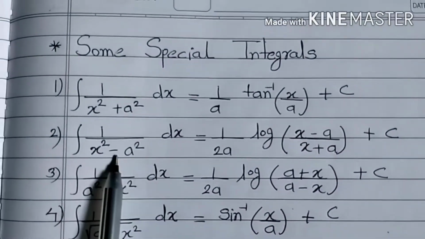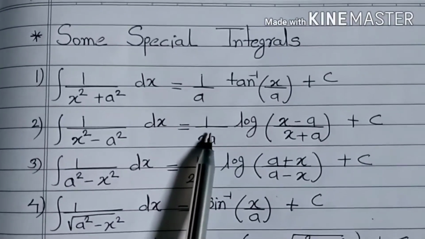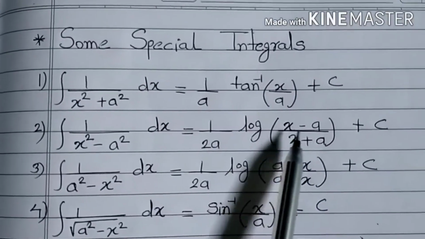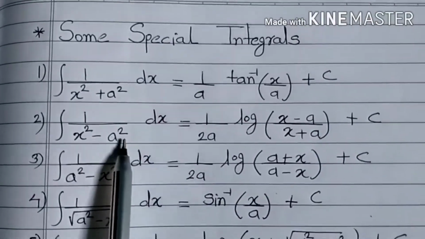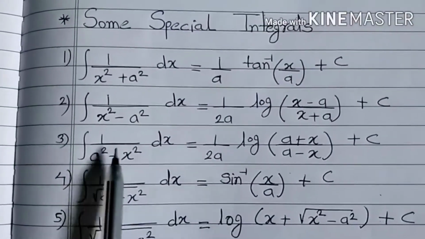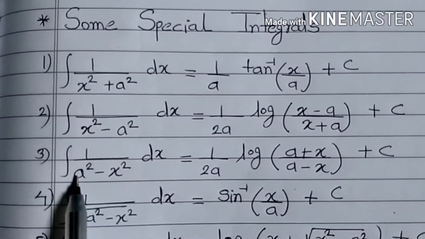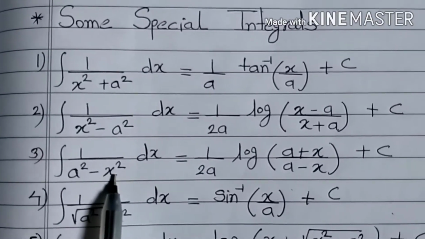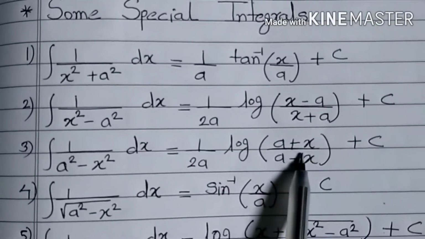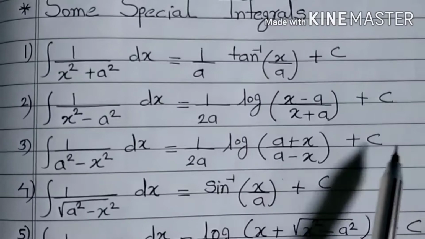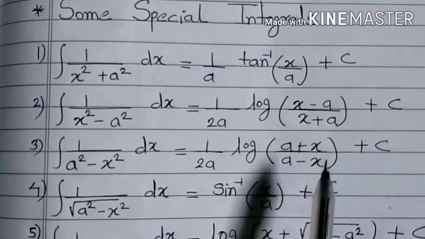Here the difference is only in sign. So here x square minus a square, then our answer is 1 upon 2a log x minus a upon x plus a plus c, where a is the constant. Next, integration of 1 upon a square minus x square. Student, look here: first is the constant and then the variable. So the formula is different: 1 upon 2a log a plus x upon a minus x plus c. So whenever here is minus, there is plus, and whenever here is plus, there is minus.